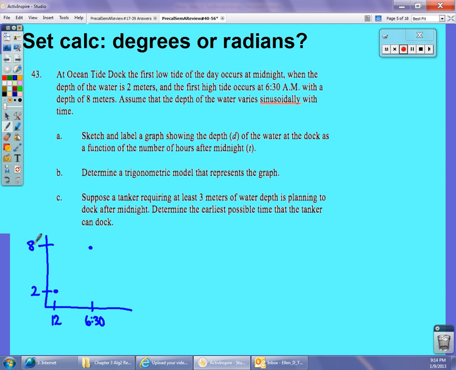Since high tide is 6.5 hours after low tide, and this is half a cycle, when we put in a full cycle, it should be 6.5 hours later, which of course would be 1 o'clock or 1300 hours.